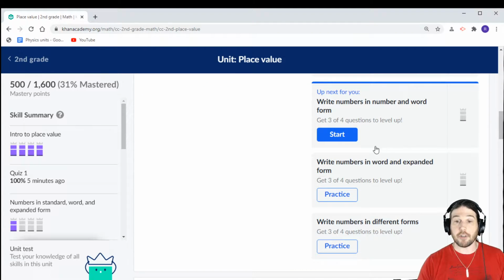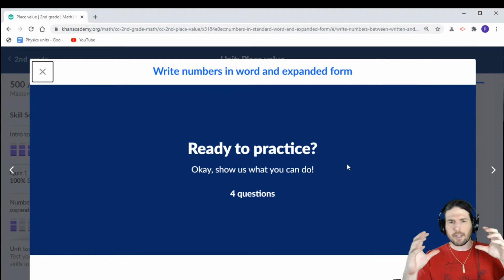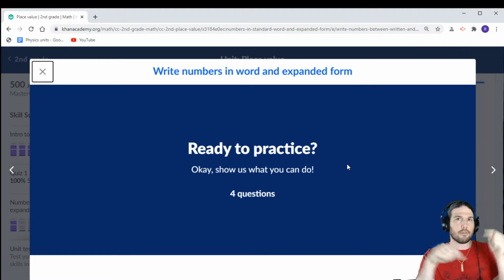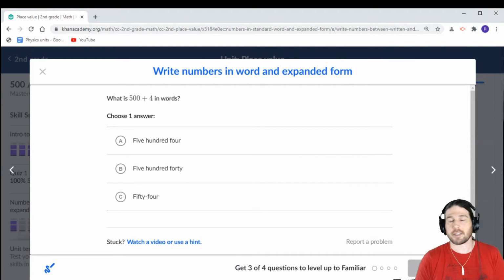Alrighty. Write numbers in number and word form. So again, gaining that fluency, we are going to start pairing them up. Word form, expanded form, number form, expanded form. We're going to mix and match so that we have fluency between all three. And eventually there are going to be quizzes and unit tests that just throw whatever at you.